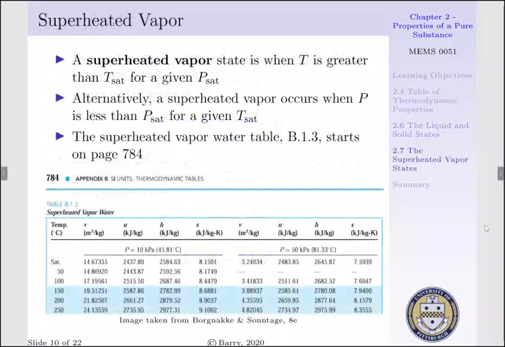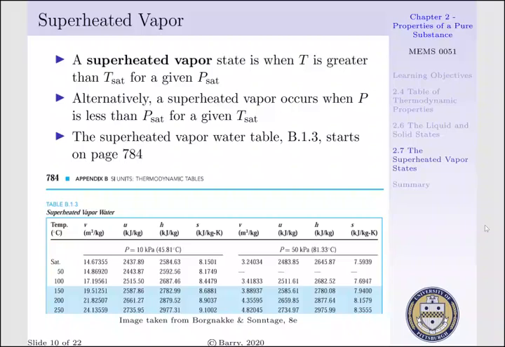Now, a superheated vapor state is when our temperature is greater than our saturation temperature for a given saturation pressure, or conversely, when our pressure is less than our saturation pressure for a given saturation temperature. And our superheated vapor water table, B.1.3, starts on page 784.